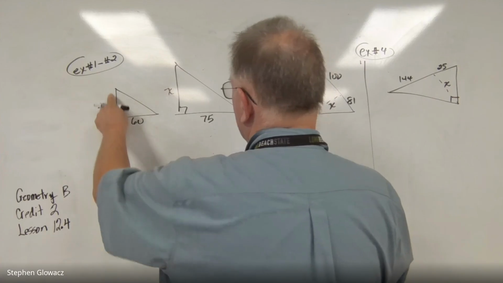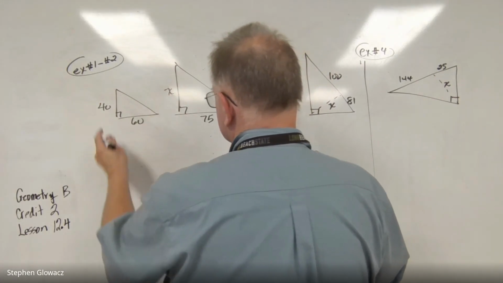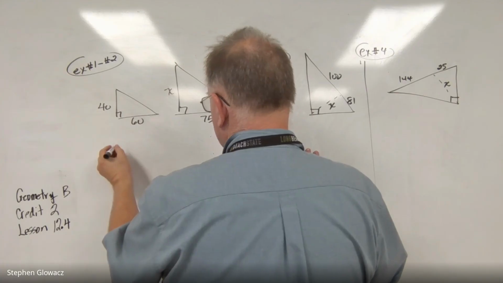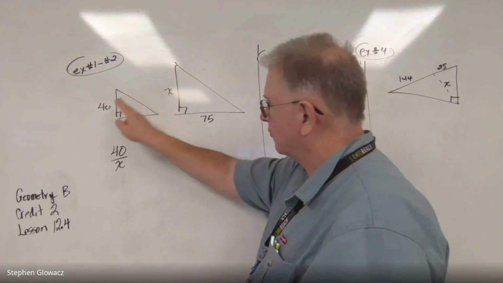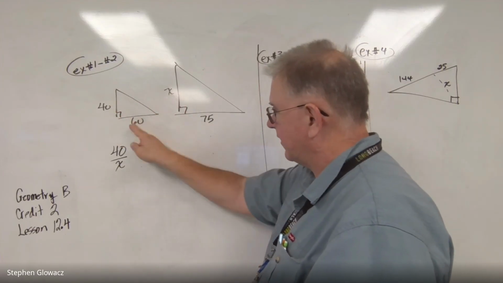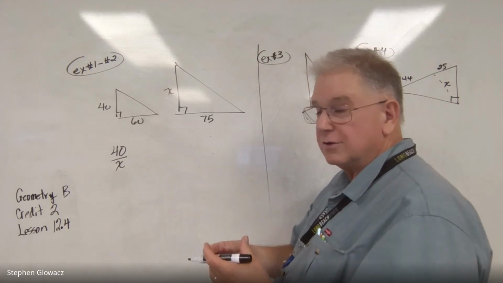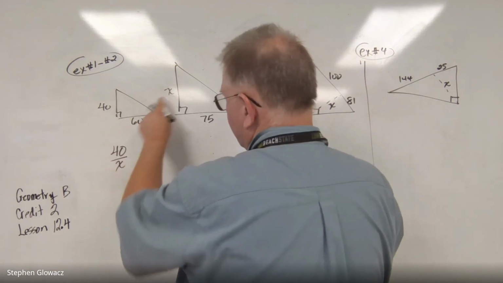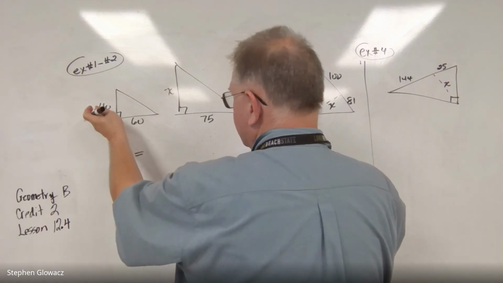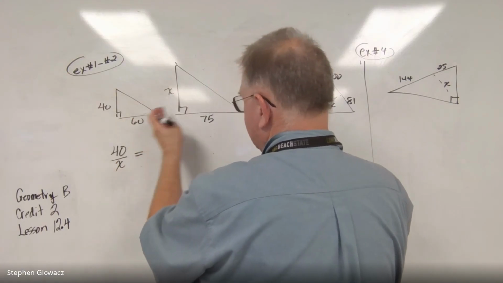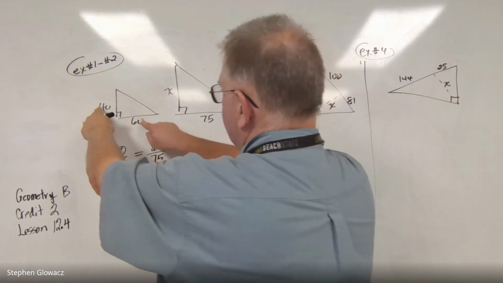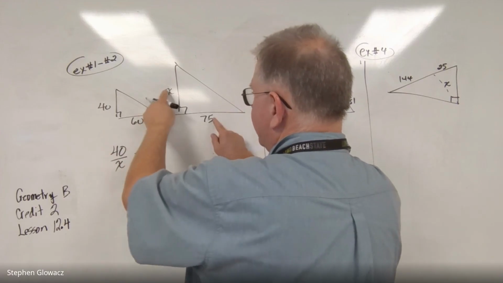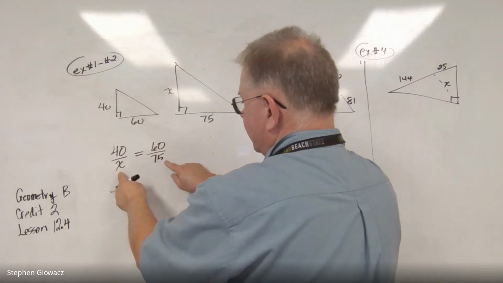So our corresponding sides would be 40 and x. So we're just going to work left to right. We're going to go 40 over x. Now, as we saw in the last video, you could do x over 40 as long as you do 75 over 60. But so as not to complicate things, we'll just do 40 over x. And then again, if we're going left to right, we'll do 60 over 75. So notice in both cases, the 40 and the 60 are in the numerator. The x and the 75 are in the denominator.